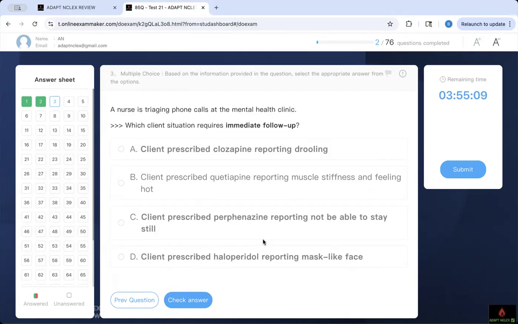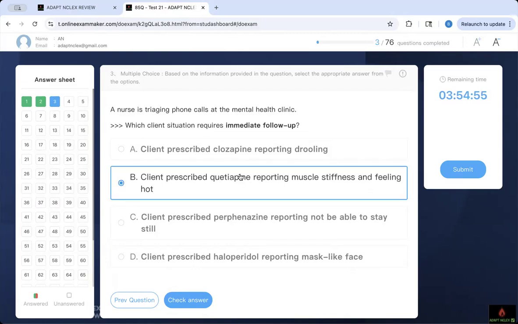Antipsychotics. What is the major side effect of antipsychotics that you should worry about for your NCLEX or nursing school? It is right there. Did you see? Did you pick your answer? Did you stop the video? I know you picked the right answer. But I can tell you, quetiapine with muscle stiffness and feeling hot is NMS. That's bad.